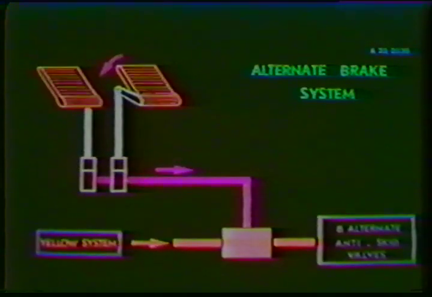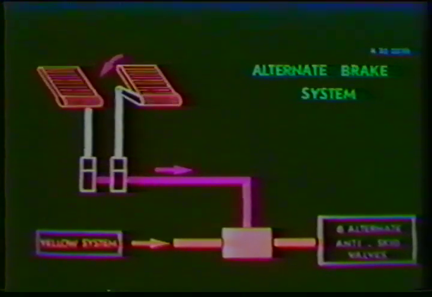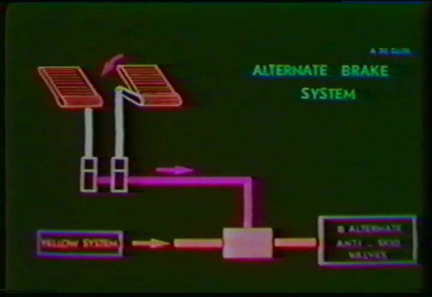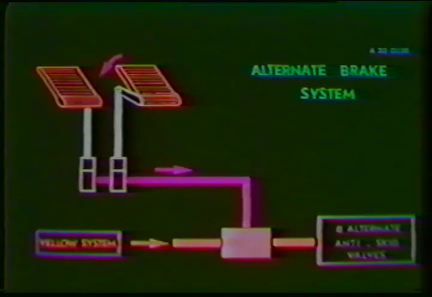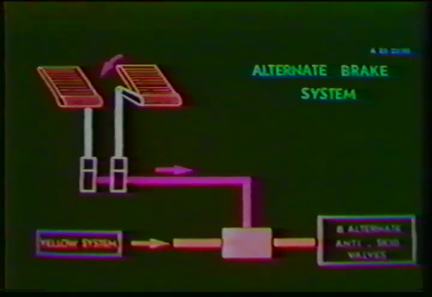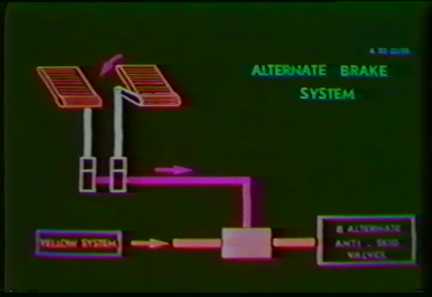Now, let's look at the alternate braking system. Yellow system hydraulic pressure supplies 8 alternate anti-skid valves and uses circuitry and accessories independent of the normal brake system. Transfer from the normal to alternate system is automatic if green hydraulic pressure is lost, or if the anti-skid switch is moved to the alternate position.